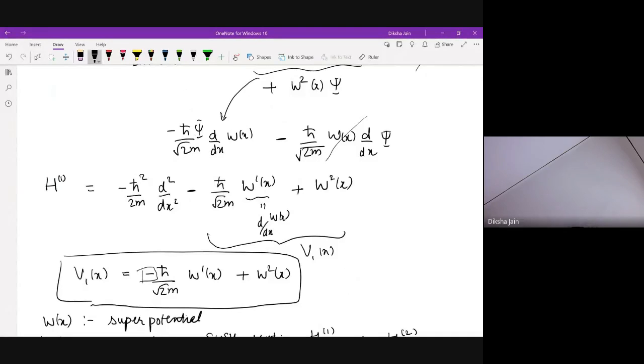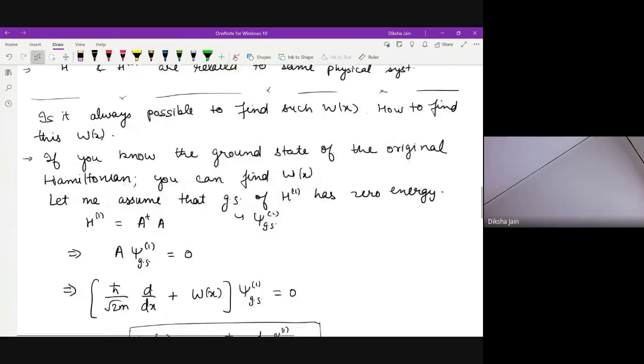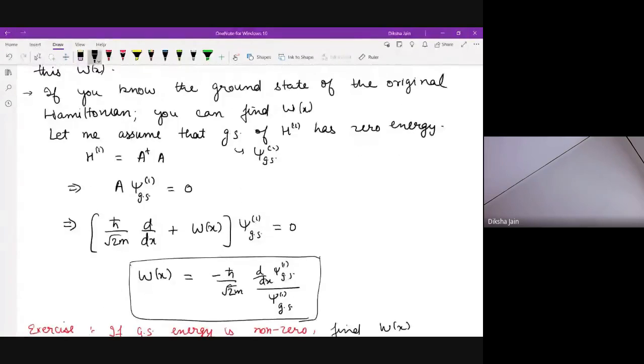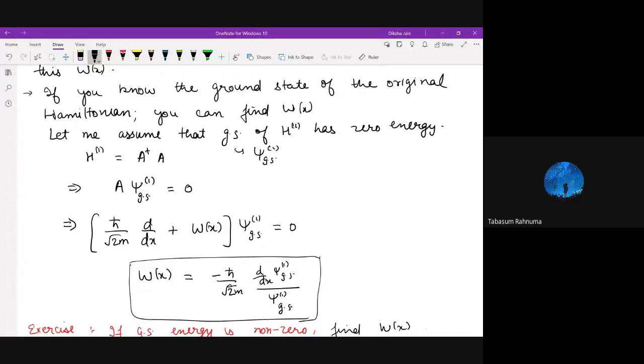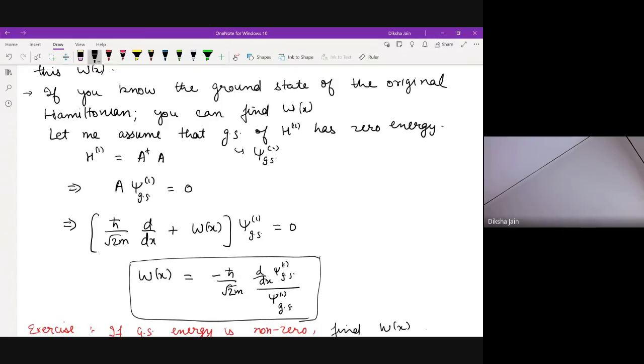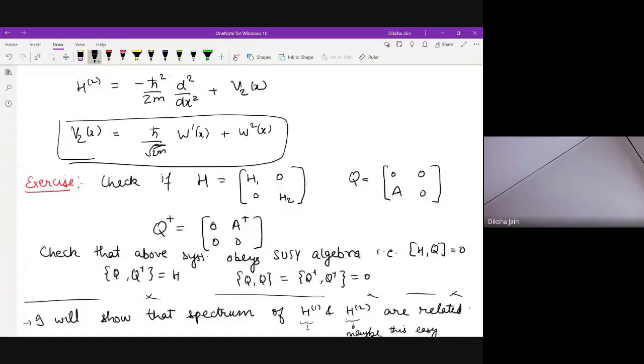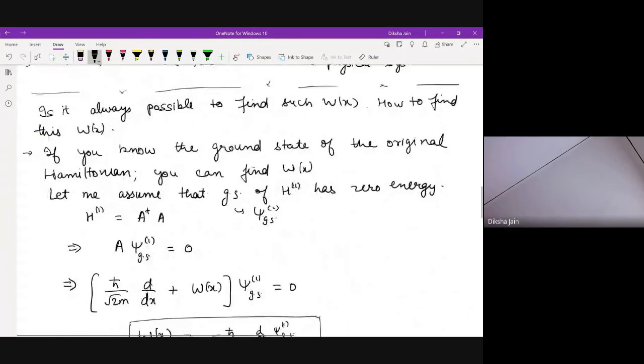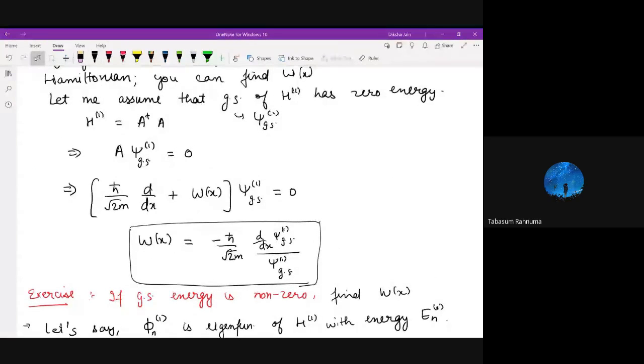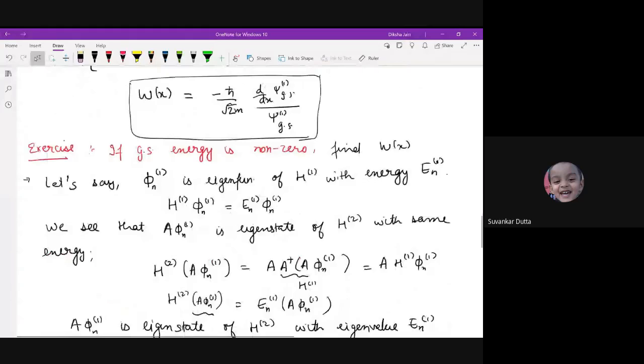And potential is a local function. So now the problem is, given a potential, given some function of x, how will you separate that function in terms of W of x such that you will get the potential to be this? That is a difficult problem. But as I showed, if you know the ground state, then you can find W of x using the ground state. So finding this W of x is a difficult problem, but if you know the ground state, you can find the corresponding W of x. Okay, thank you.